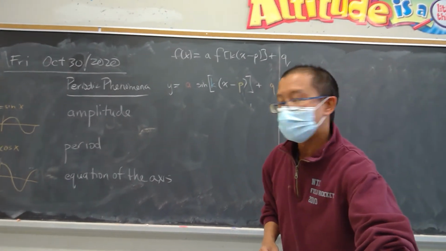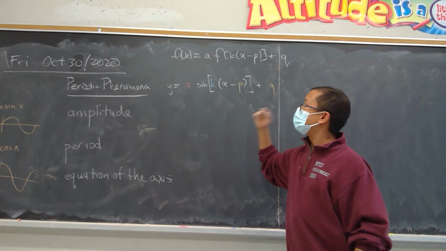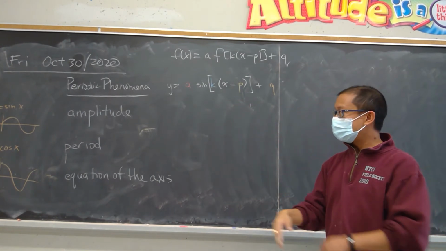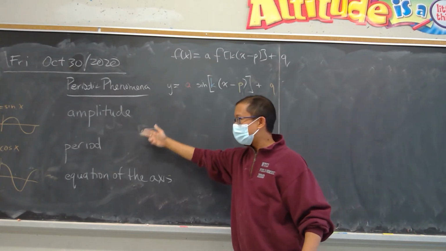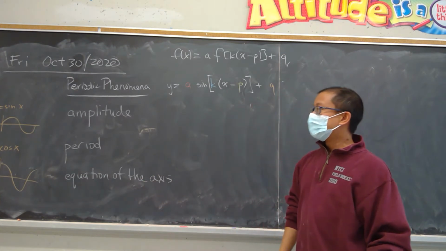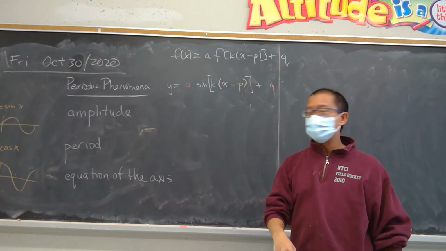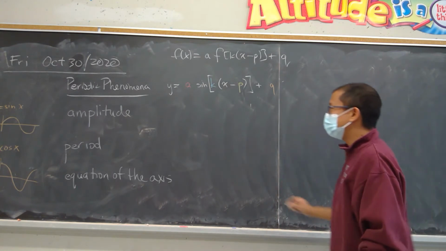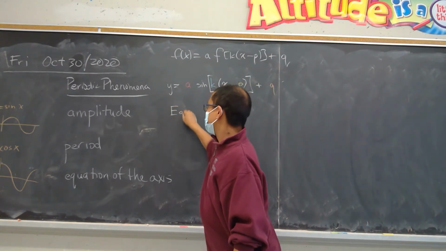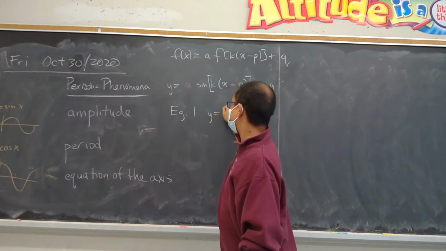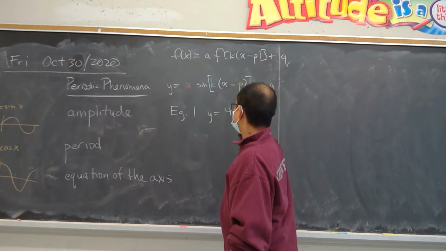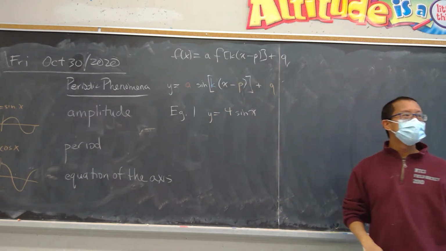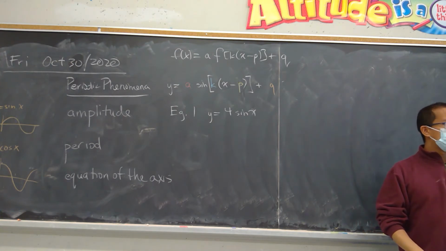What we're going to do is now take a look at this notation, and I decided to just work with sine and these words: amplitude, period, equation of the axis. There is actually a fourth concept that we're going to make sure we're okay with. I think for the first question you see, example 1 is this one, y equals 4 sine x. Everyone see that? What's the first question?